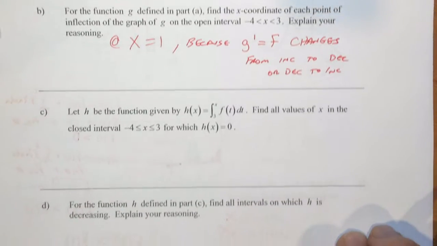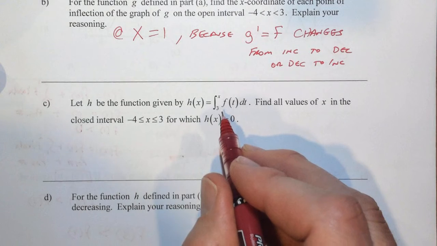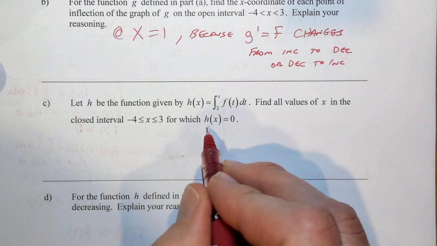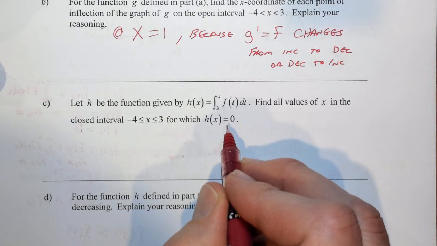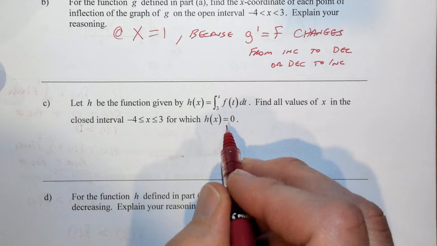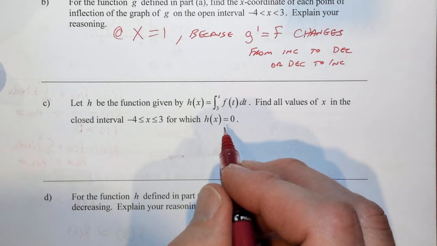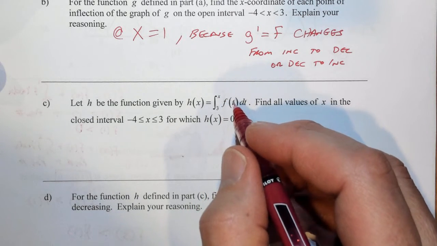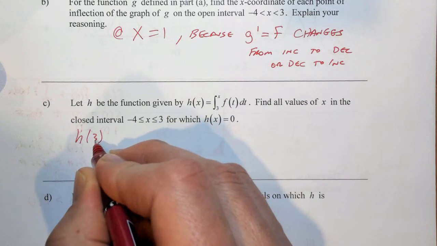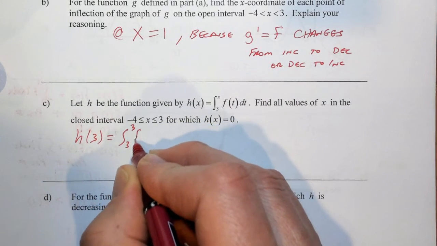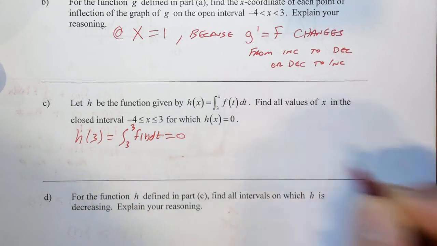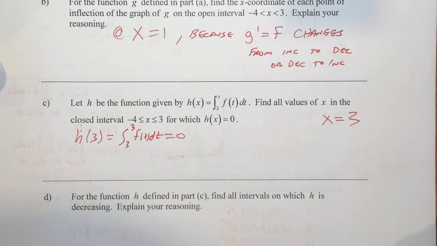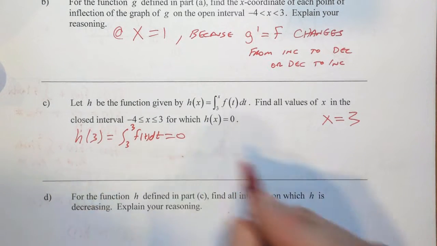Next up, part C. Let h be this function. That's another accumulation function of f. Find all the values of x in the closed interval in which h of x is equal to 0. Well, right away we got one answer, because we know that if the bounds are the same, the integral will be equal to 0. So h of 3 will be the integral from 3 to 3 of f of t dt. That's guaranteed to be 0. So x equals 3. That's one value.